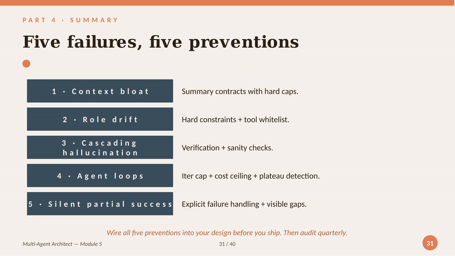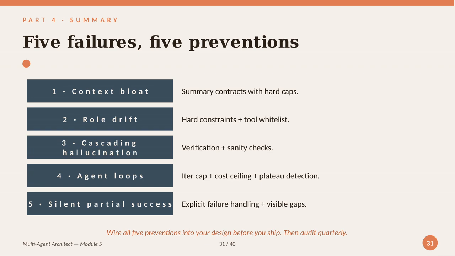The audit takes 10 minutes. The catastrophe one of these would cause is hours or days of debugging plus user trust burned. A reasonable shipping criterion. If you can name the prevention for each of the 5 and point to the line of code or the schema that enforces it, you're ready to ship. If you can't, your design has gaps the failures will find.